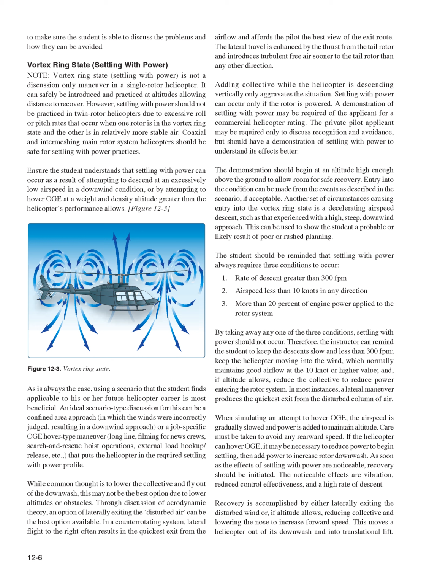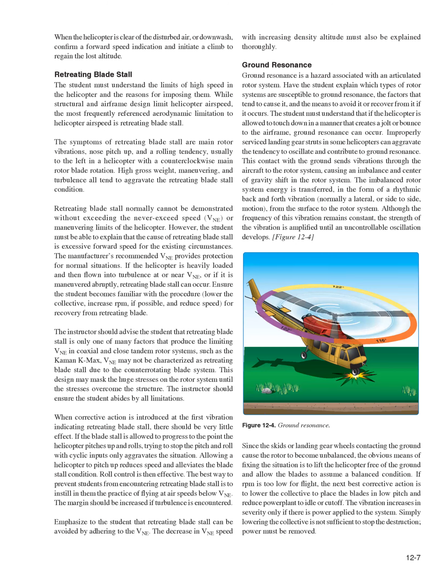If the helicopter can hover OGE, it may be necessary to reduce power to begin settling, then add power to increase rotor downwash. As soon as the effects of settling with power are noticeable, recovery should be initiated. The noticeable effects are vibration, reduced control effectiveness, and a high rate of descent. Recovery is accomplished by either laterally exiting the disturbed wind or, if altitude allows, reducing collective and lowering the nose to increase forward speed. This moves a helicopter out of its downwash and into translational lift. When the helicopter is clear of the disturbed air, or downwash, confirm a forward speed indication and initiate a climb to regain the lost altitude.